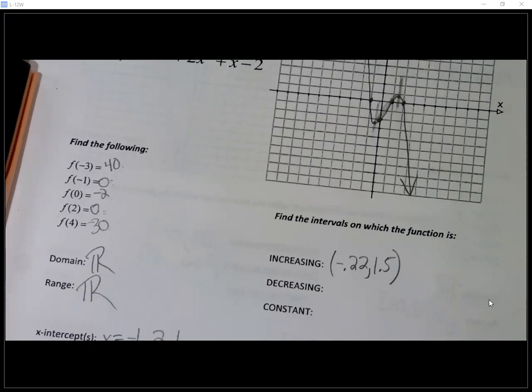Then don't I decrease again right here? So I have another section. Let's get another color here. From here, this red section is also decreasing. Right? So you have to give me the x values that represent this red piece. Where do they start? Well, I need the ordered pair for that. What is it? That max happens at 1.5, 0.63.